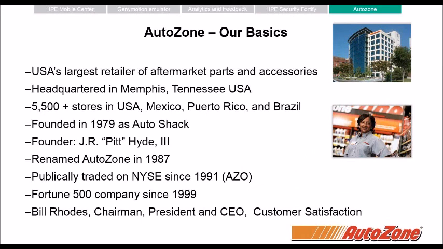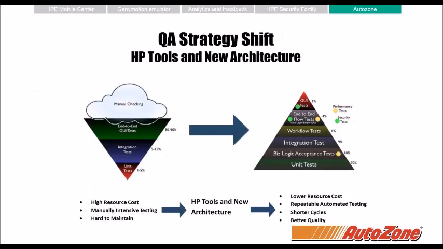Okay, so some quick information about AutoZone for those of you that don't know. We're the USA's largest retailer of aftermarket parts and accessories. We're here in Memphis, Tennessee, and we have 5,500 stores in the USA, Mexico, Brazil, and Puerto Rico. And there's some more information about our company there. We're also one of the Fortune 500 companies, and we've been on the New York Stock Exchange since 1979.